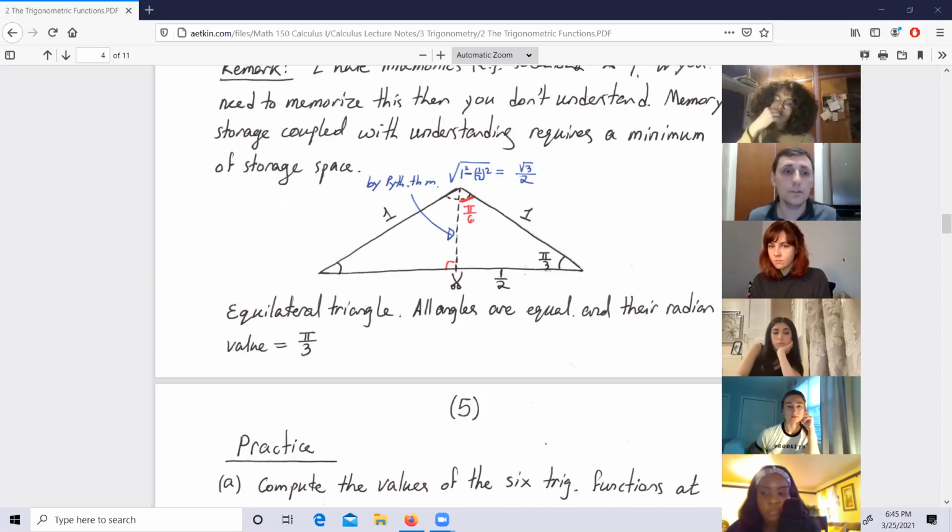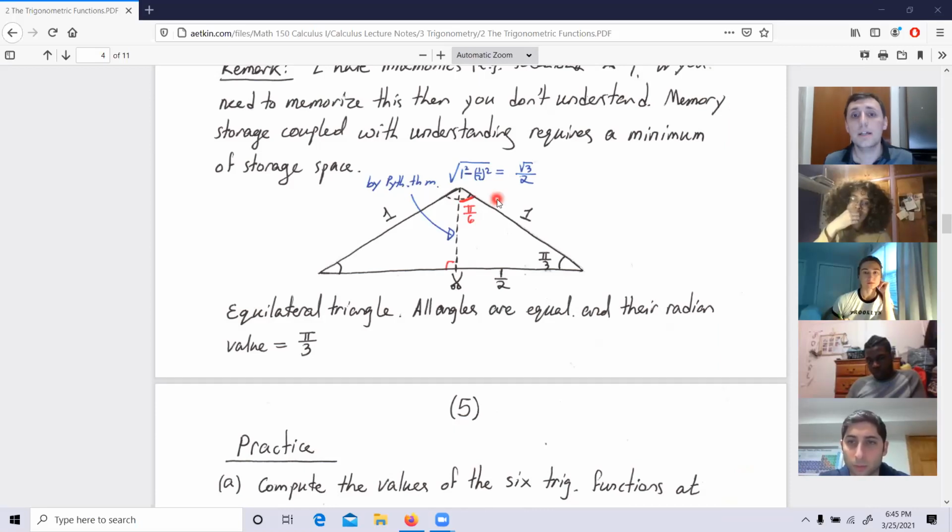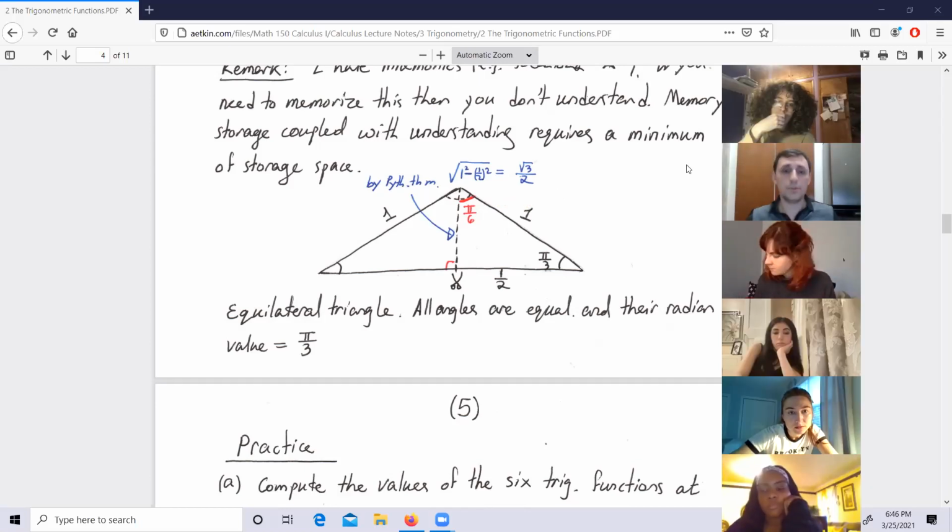So for example, very briefly, what is tangent of pi over 6, please? What is tangent of pi over 6? From this picture.